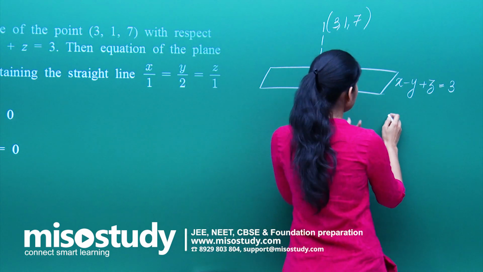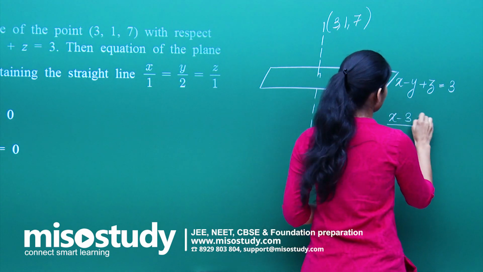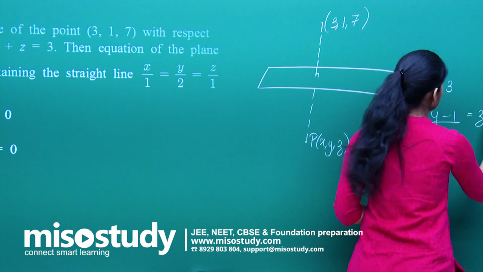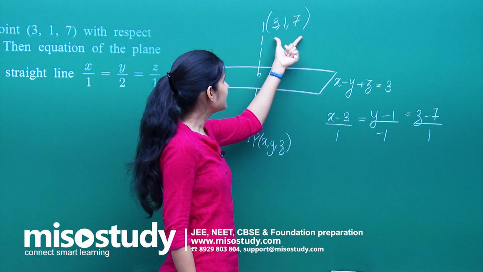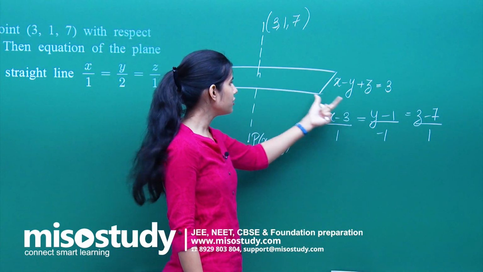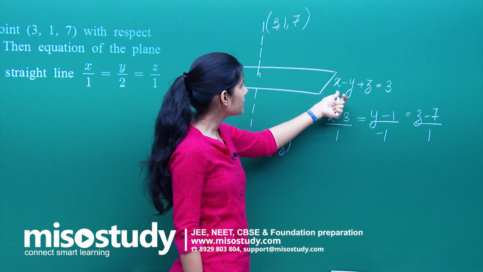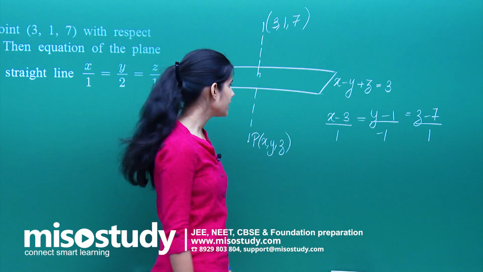It is going to be very easy. It is x minus 3 by 1, equals y minus 1 by minus 1 equals z minus 7 by 1, right? So the line is passing through this point and is perpendicular to this particular plane. So it will be x minus 3 by 1 equals y minus 1 by minus 1 equals z minus 7 by 1. This is the equation of the straight line.